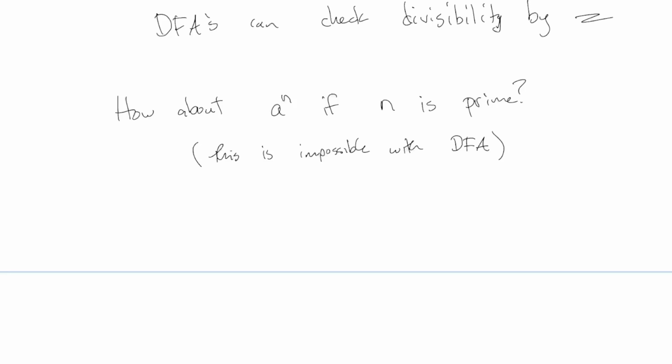They do have some fairly significant limitations, and this is one example of a question that cannot be answered by a DFA. But we'll leave that for later. We got 15 minutes remaining, 13 minutes remaining.